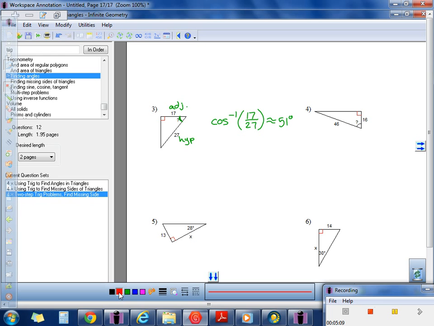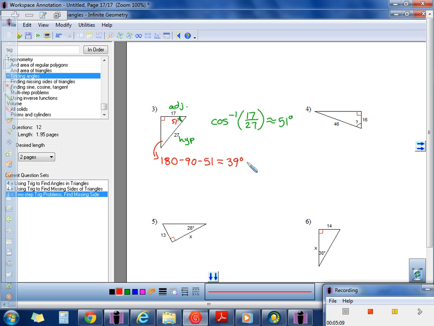Now, what did I do earlier after I found that one angle? I wrote it in, and then what did I do? I found the other angle. So I'm going to find this angle by subtracting these other from 180. So 180 minus 90 minus 51. And what do we get? Yeah, 39 degrees.